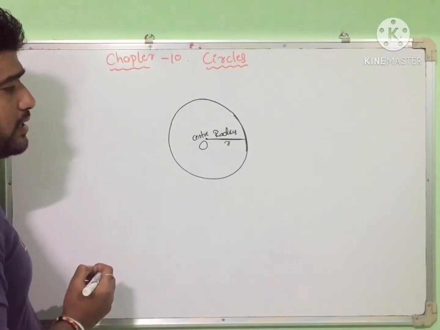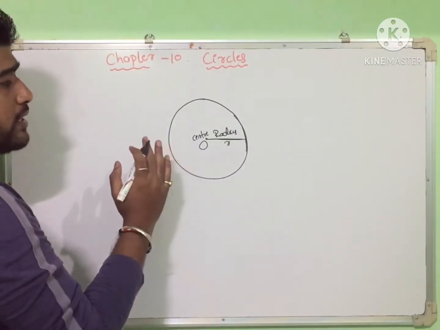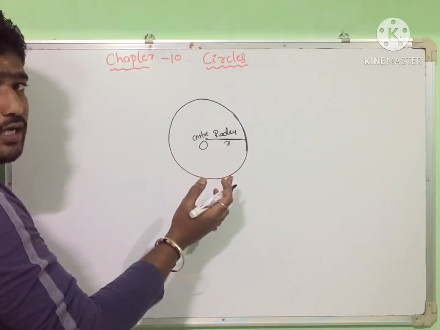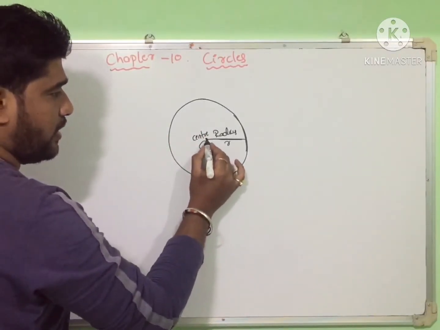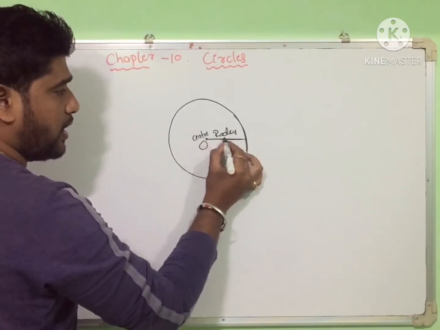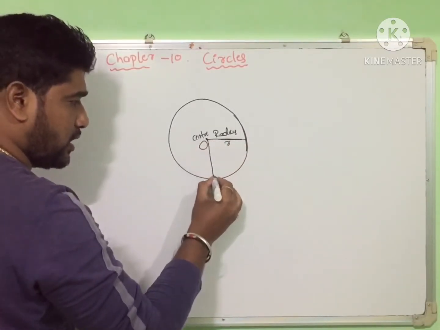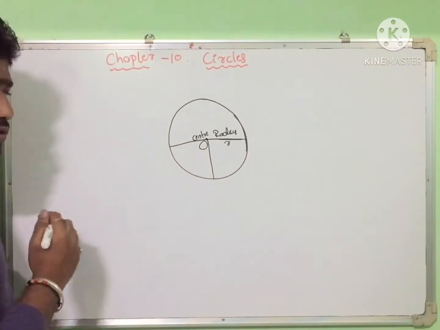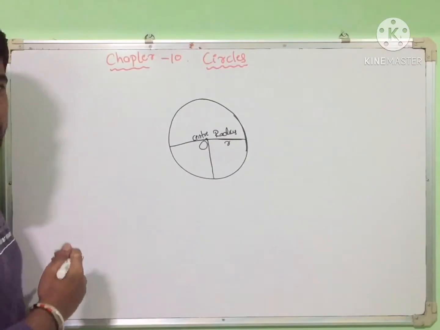And what is the radius? The line joining the center and any point on a circle is called a radius. So here it is also a radius, and it is also a radius. So is it clear? So what is the radius?